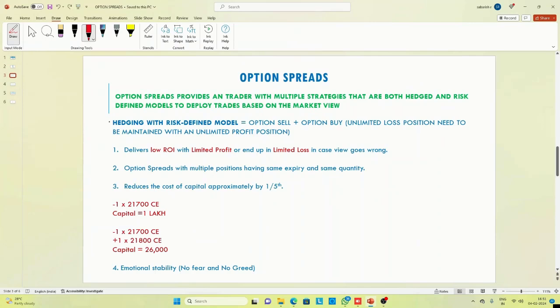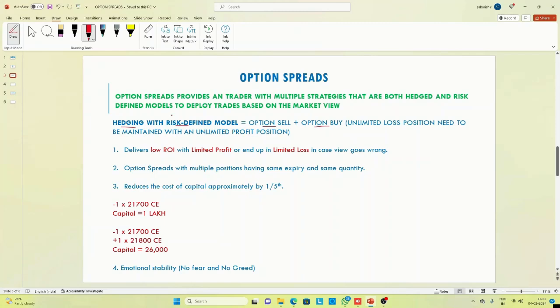Let's look at the first model, which is hedging with risk defined model. Now we have seen in the basics how the hedging works. So for every option sell, we need to buy an alternate option that will provide us with an unlimited profit, which is option buy. So hedging is an option sell plus an option buy.